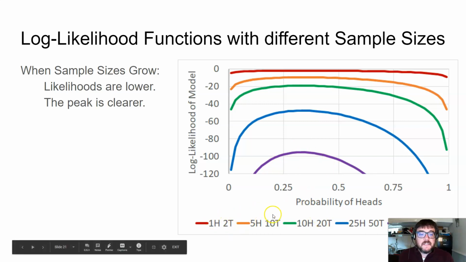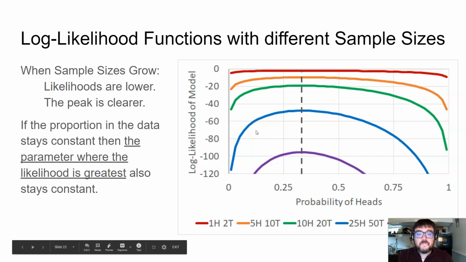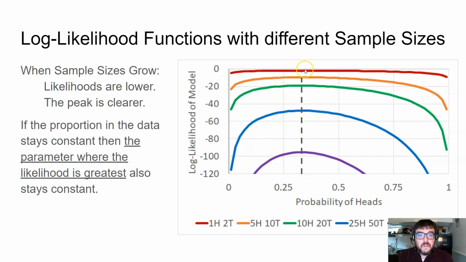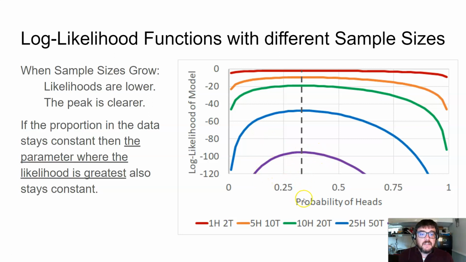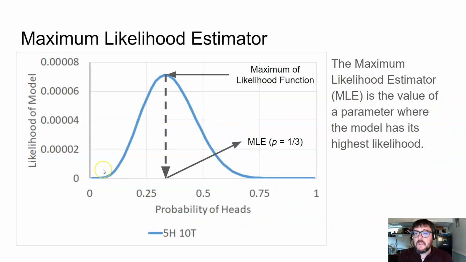In these cases, each of these collections of coins, 1/3 of them are heads. And you can see that this line, which occurs at 1/3, matches the highest point of all of them. So the parameter value of the maximum likelihood doesn't change with sample size, even if the likelihood itself does. So that's what's useful about likelihood functions. And they give us this cool thing called a maximum likelihood estimator.